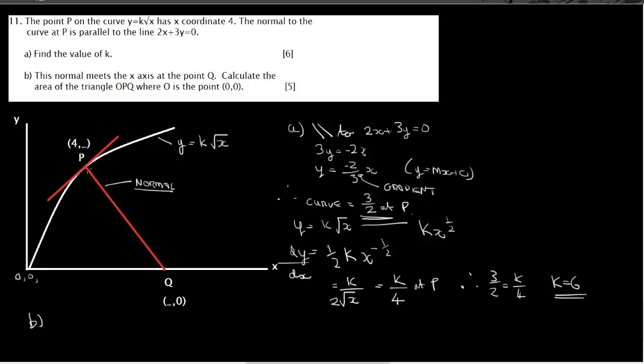So we've found the value of k by finding the gradient of the normal, the gradient of the curve, and equating that to the gradient of the curve, which we've found by differentiation. This normal meets the x-axis at point Q. Calculate the area of triangle OPQ. So there's P, there's Q.